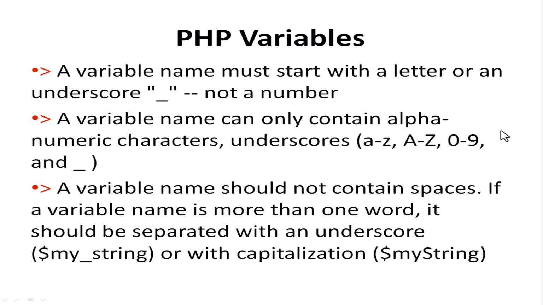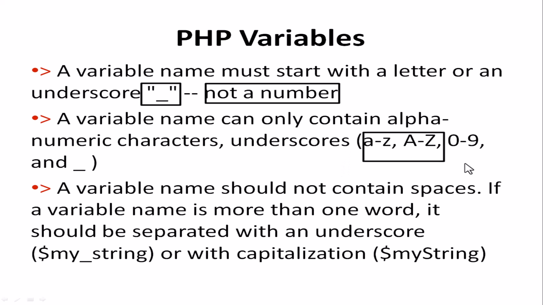Next, there are certain rules for using PHP variables. A variable must start with a letter or an underscore. So you can use an underscore also, but you cannot add a number before the variable. Next, a variable can only contain alphanumeric characters and underscores, for example, A to Z, capital A to Z, or 0 to 9, and underscore. A variable should not contain spaces. If a variable name is more than one word, it should be separated with an underscore.